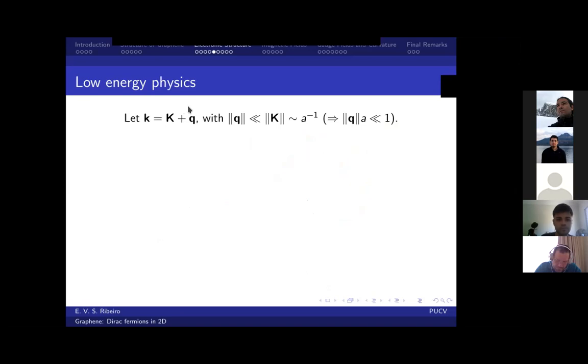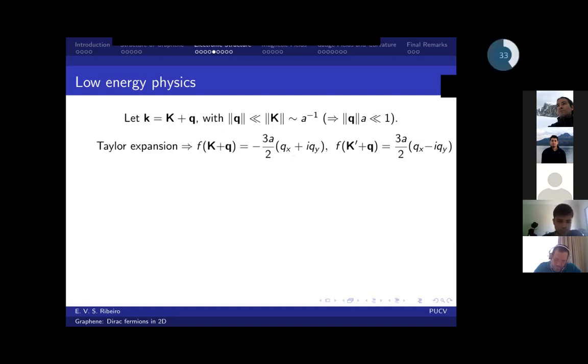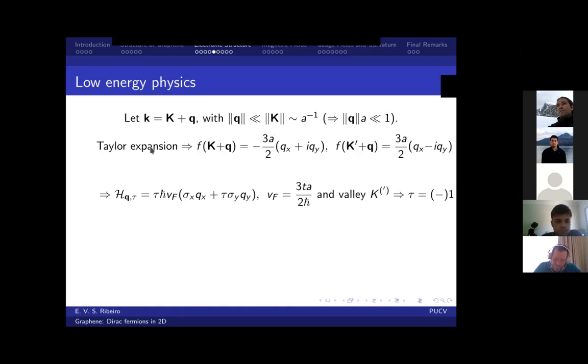So the idea here is to make a Taylor expansion of our Hamiltonian. So we can write our wave vector in this way, with q way smaller than K, of the order of the inverse of the lattice spacing, which implies that q times the lattice spacing is way smaller than 1. So if we take these functions in the Hamiltonian and Taylor expand them, we find something like that, which I can use some tricks and write in this form here, the Hamiltonian in the end.